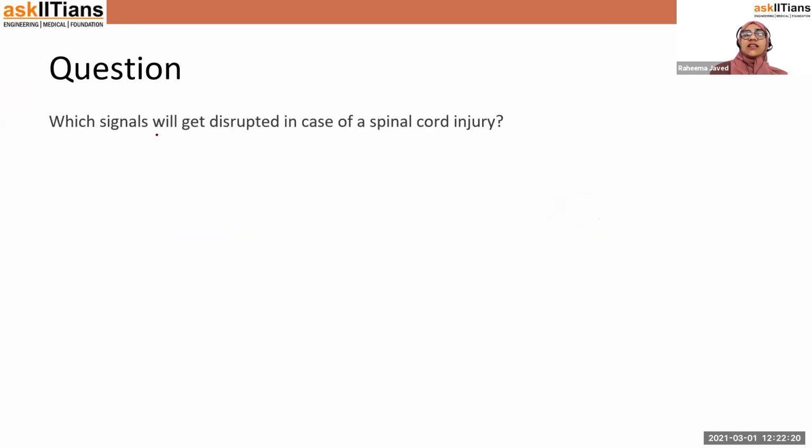Which signals will get disrupted in case of a spinal cord injury? Obviously, the reflex actions will get disrupted.